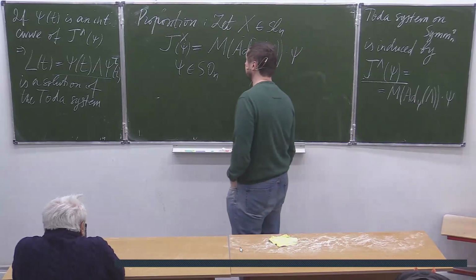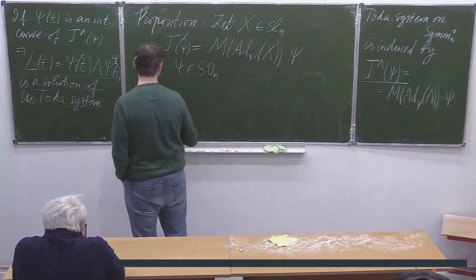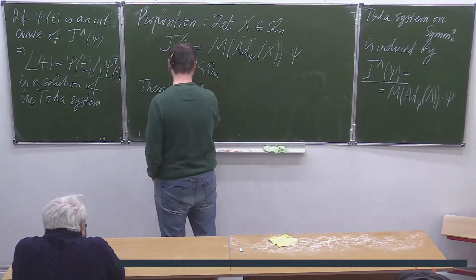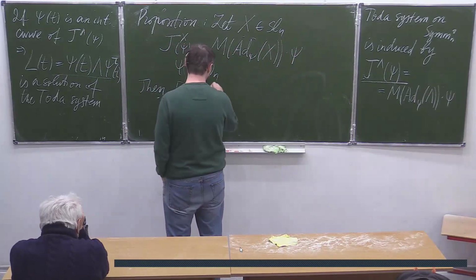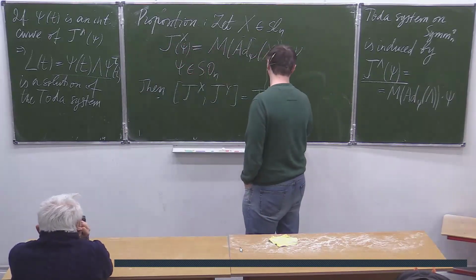Okay. Then the commutator of two vector fields, Tx and Ty, will be equal to T of the commutator of X and Y.